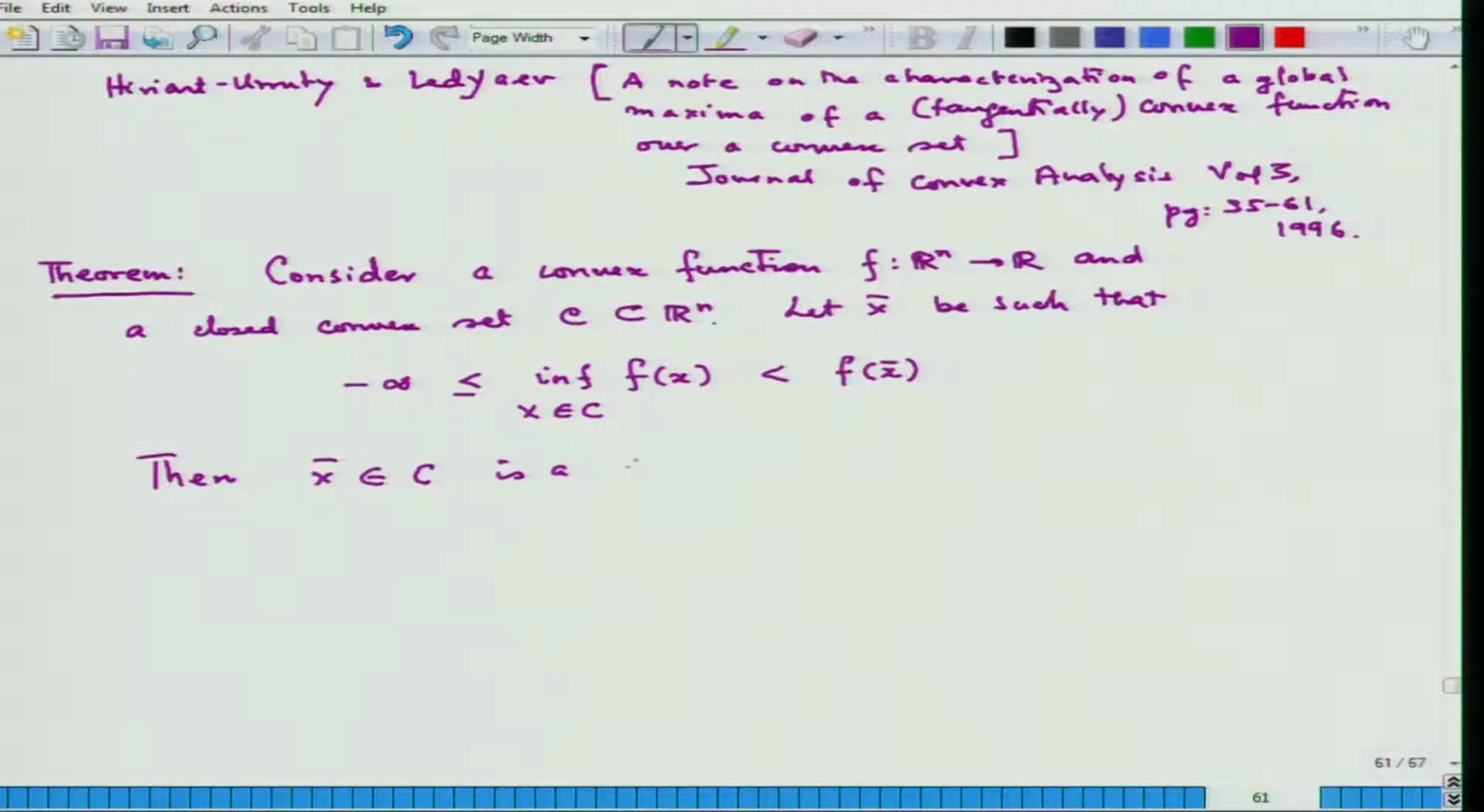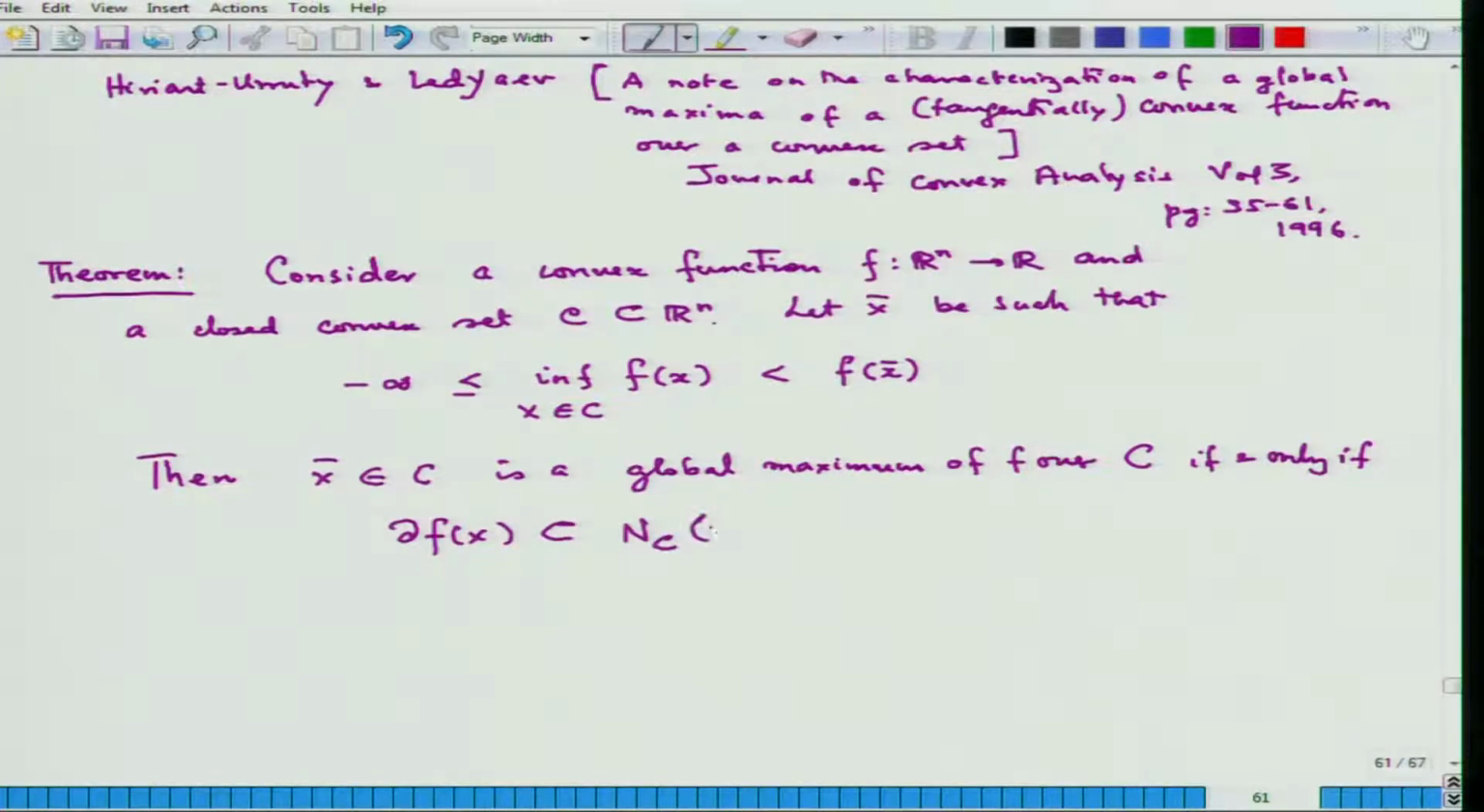x bar in C is a global maximum of f over C if and only if, so now it is a necessary and sufficient condition, del f of x for all x element of C satisfying f(x) = f(x bar). Now, the condition would look quite tough, but there is no other way, it seems. If x bar is the only point which satisfies this, then also this will be true. So, what it says, if there is only one x for which f(x) equals f(x bar), and there is no other x other than x bar, then also if we have del f(x bar) a subset of N_C(x bar), then f(x bar) would be strictly greater than f(x) would be true.